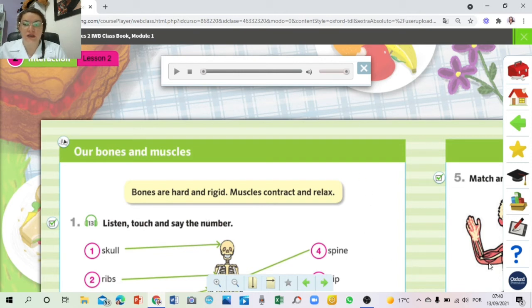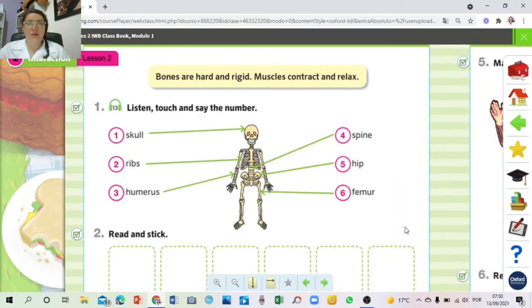Okay, perfect. Look, bones are hard. Duro, okay? Hard and rigid. Rigid, like in Portuguese. Yes, perfect. And muscles? Look at muscles. Contract. Contrai, okay? And relax. Great, exactly this. E relaxa, okay? Please repeat to me. Bones are hard and rigid. Muscles contract and relax. Great! Very good. Let's go.